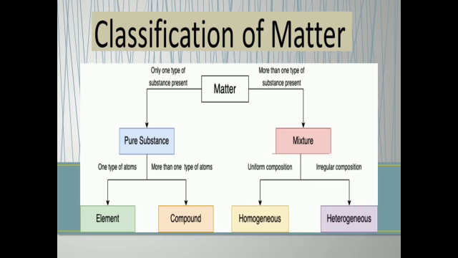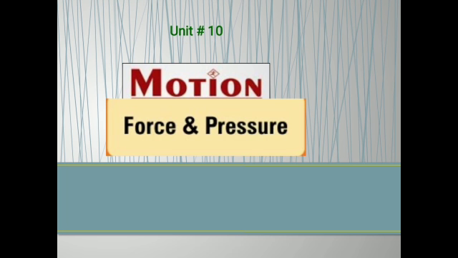Now the mixture is further divided into two groups, homogeneous and the heterogeneous mixture. Homogeneous means uniform composition and heterogeneous means irregular composition. And you have already learned in detail, right?